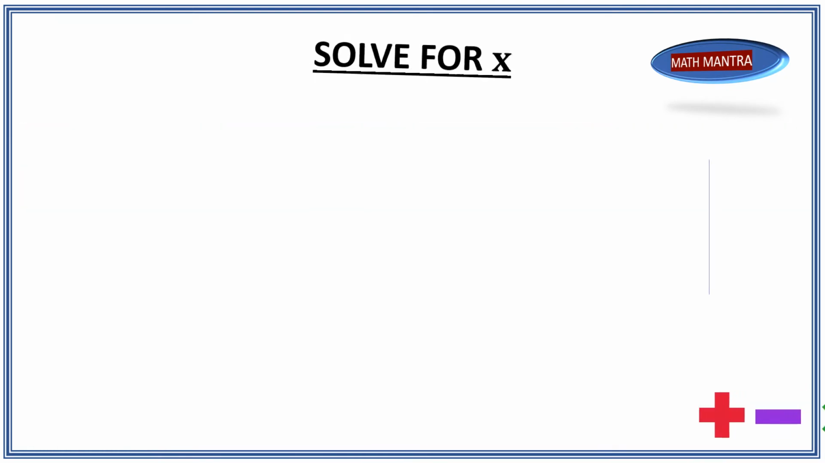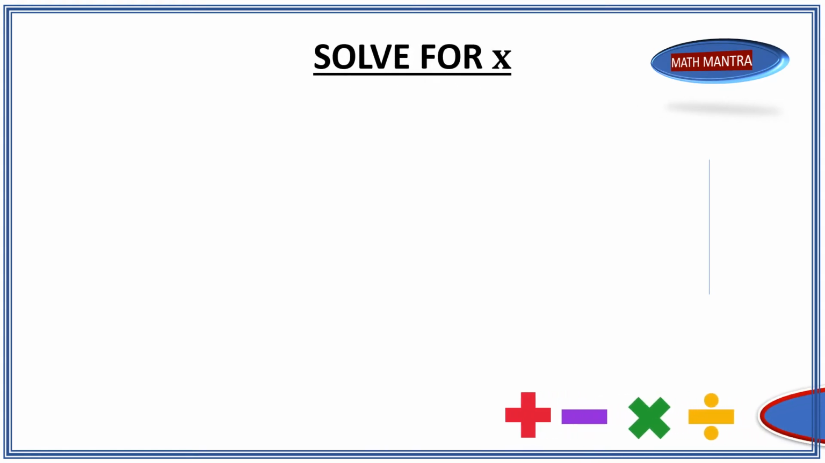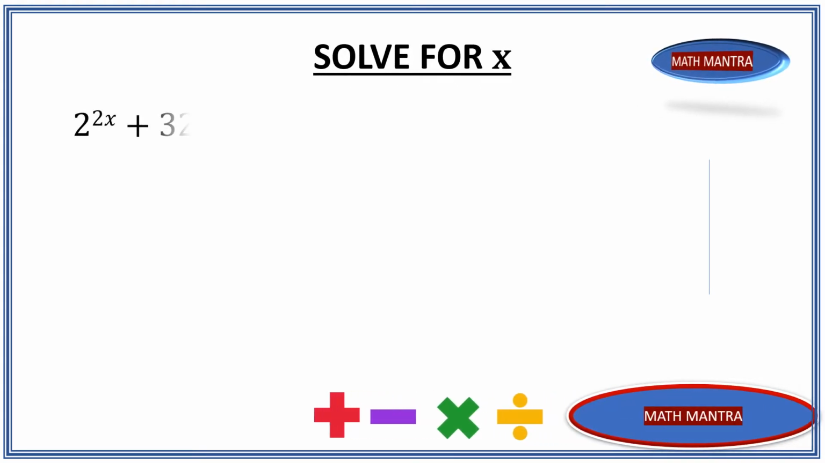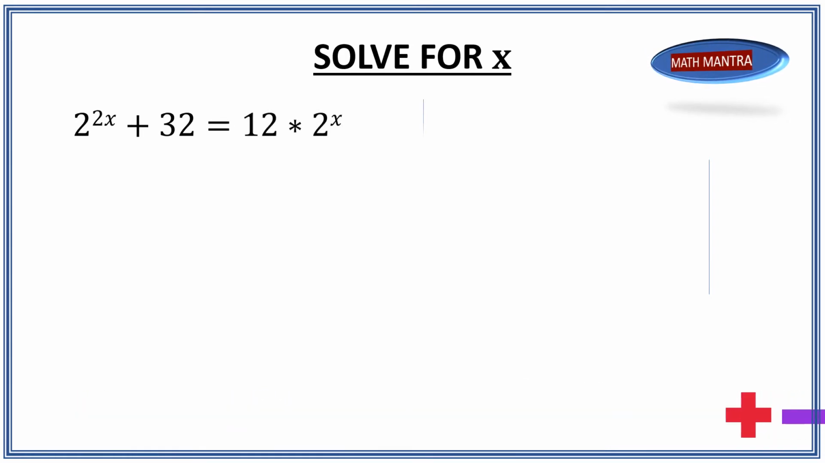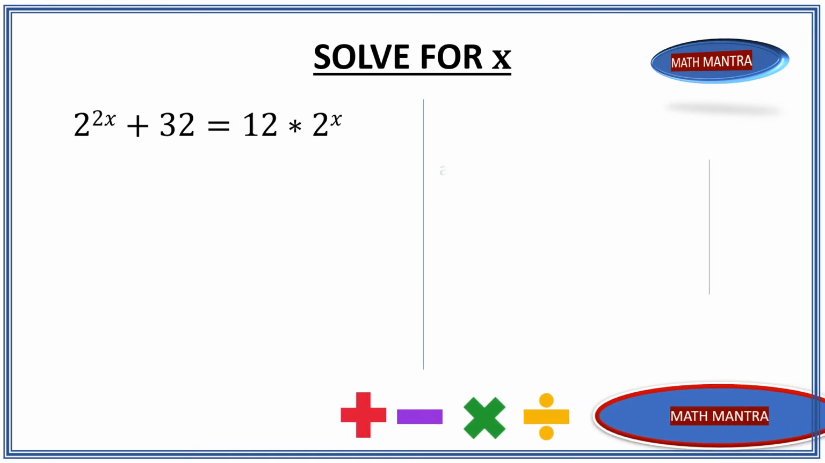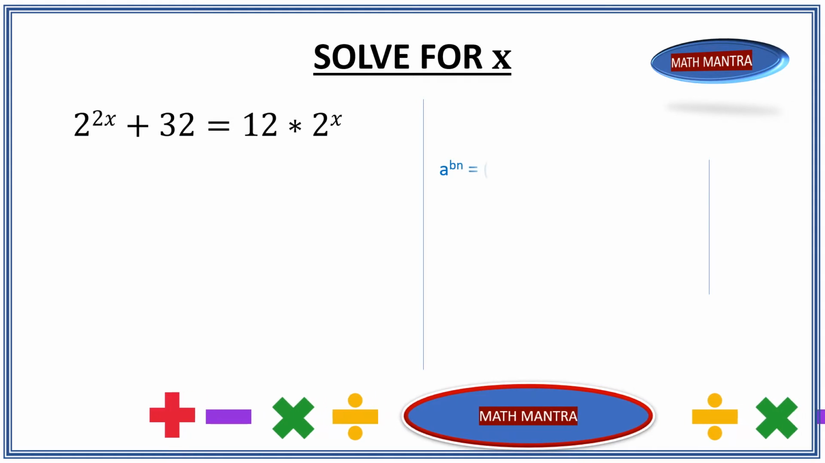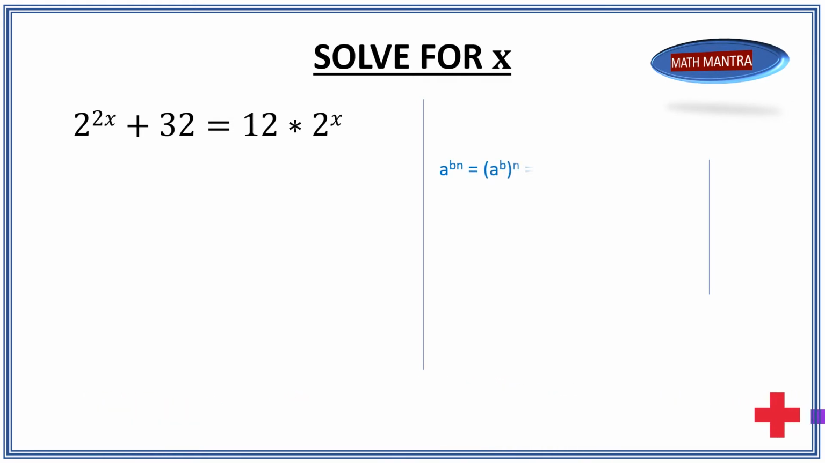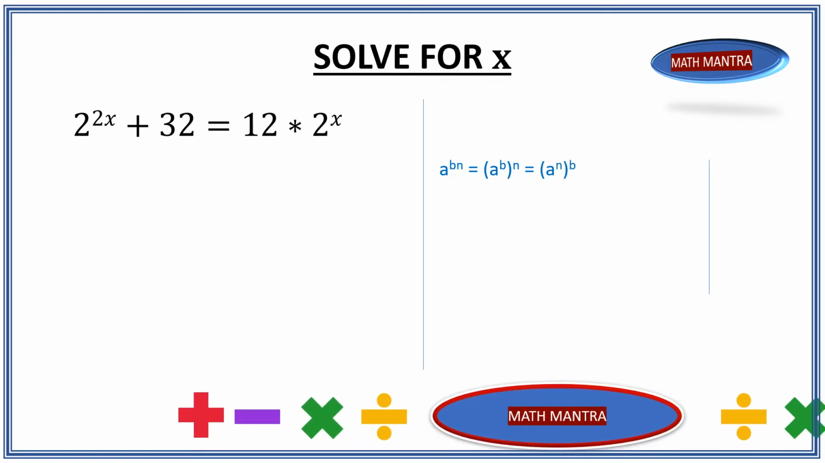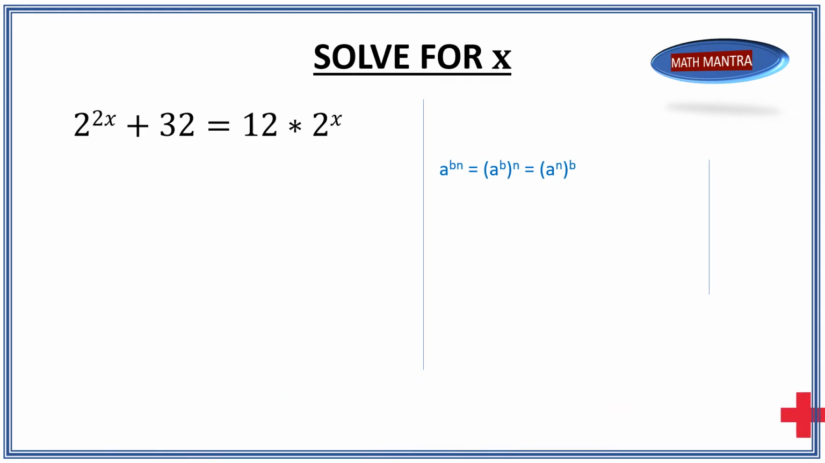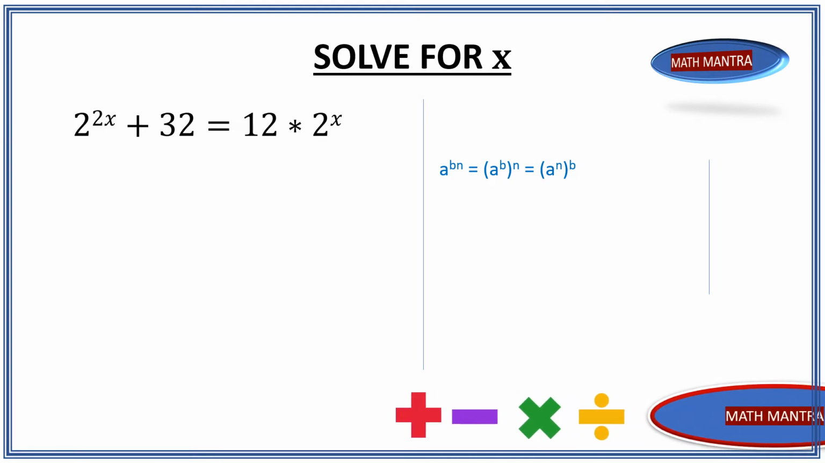In order to solve for x in the equation 2 to the power of 2x plus 32 equals 12 times 2 to the power of x, let's first understand the mathematical rule: a to the power of b times n is equal to a to the power of b to the power of n, or it can also be written as a to the power of n to the power of b, right? With that, let's start to rearrange the first term in the equation.